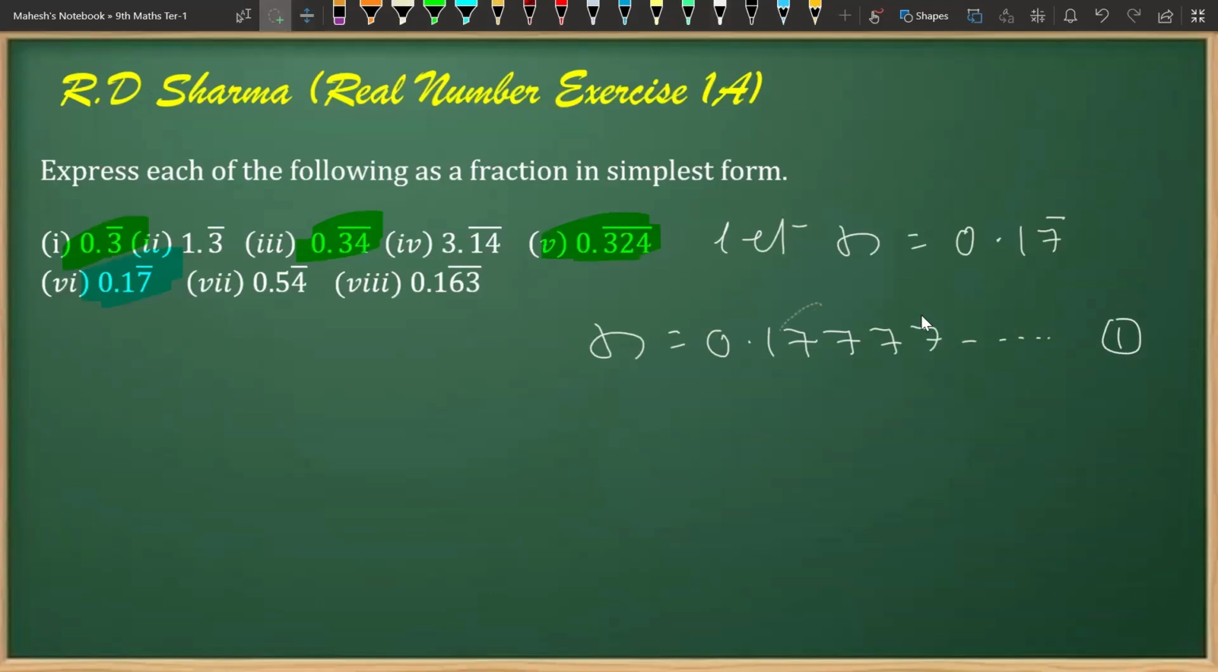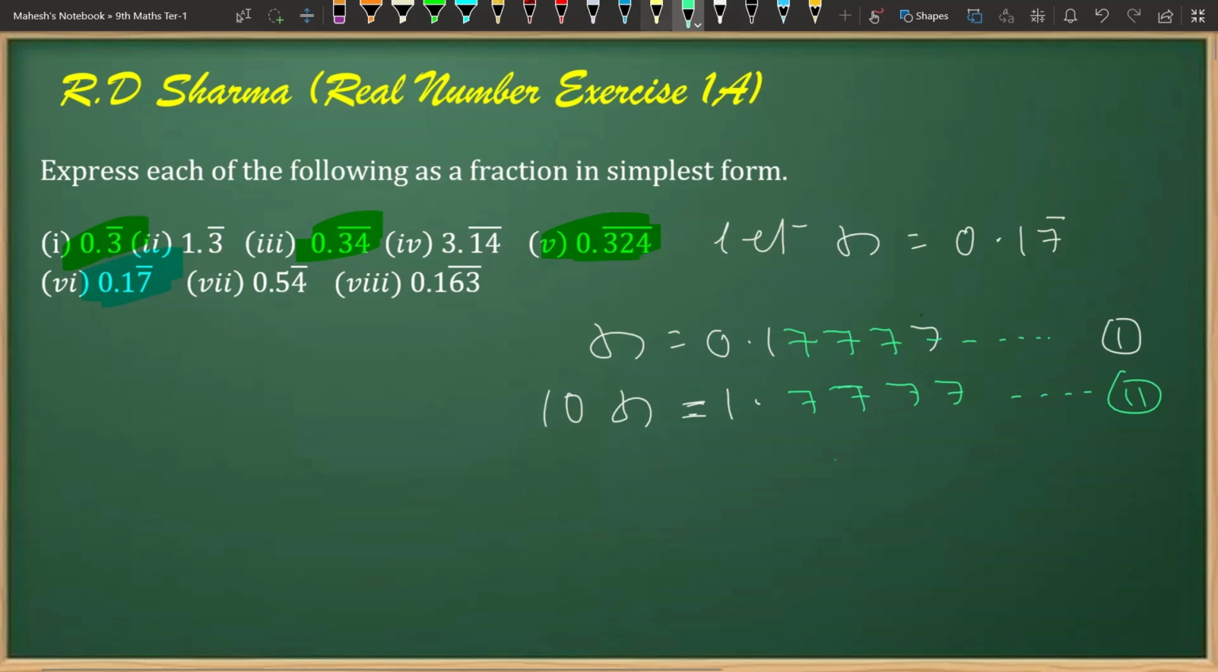Now what you can observe here is that the repeating block is clearly 7, right? And this 1 is not in the repeating block. So I have to bring this number to the left of the decimal, and clearly this can be done by multiplying with 10, shifting the decimal 1 place to the right. It's going to be 1 point 7777, and this is equation 2.